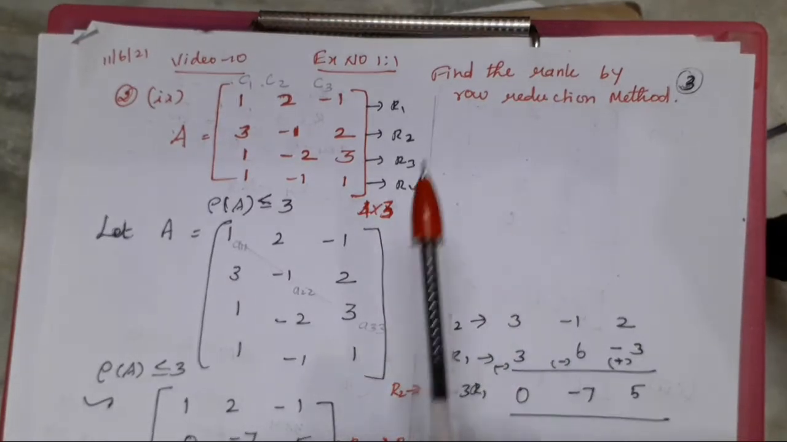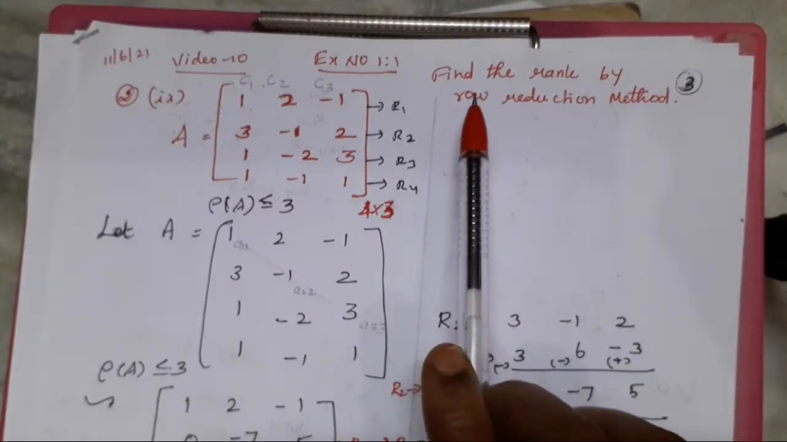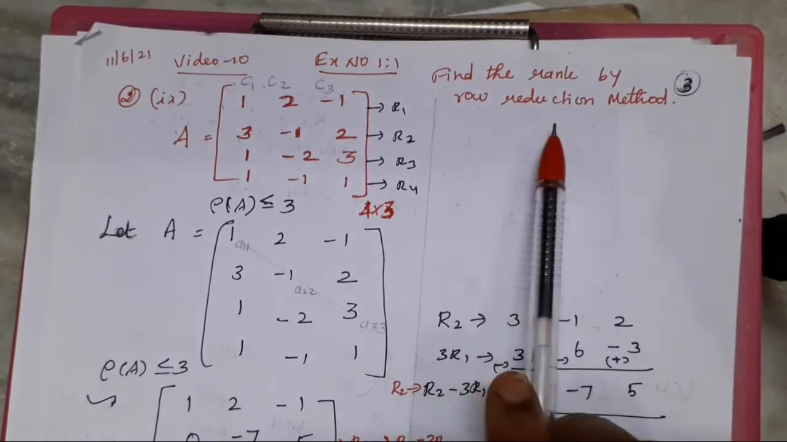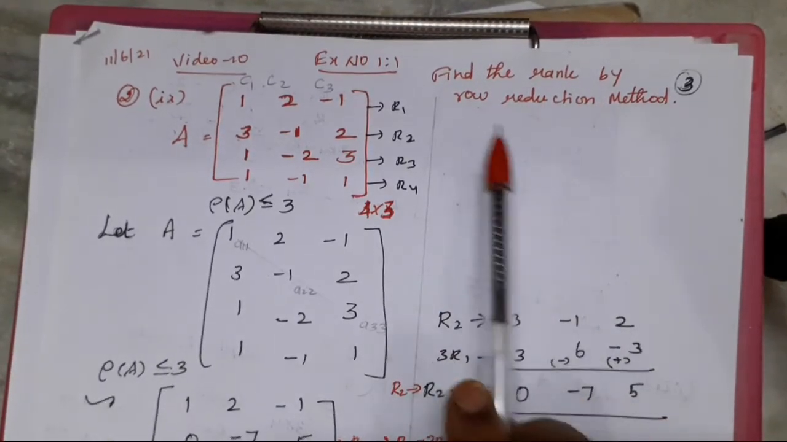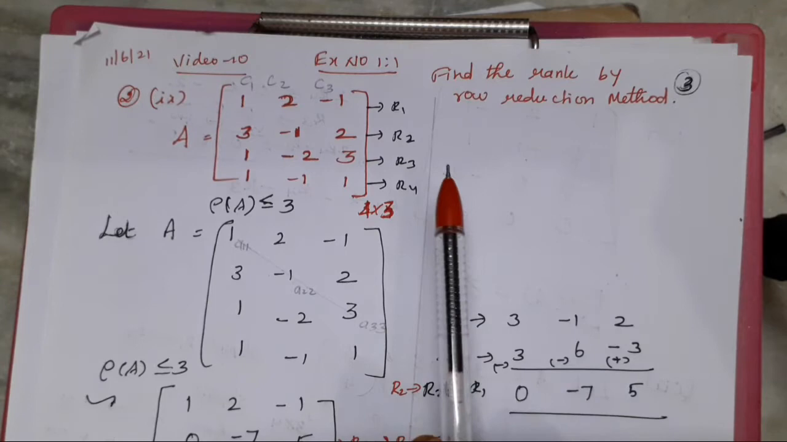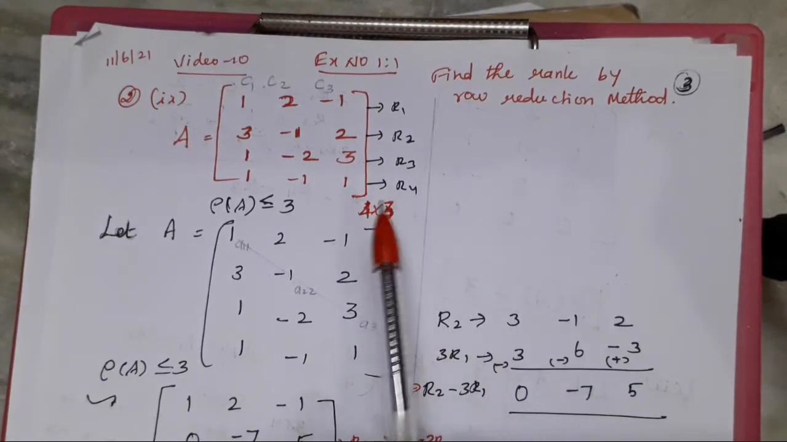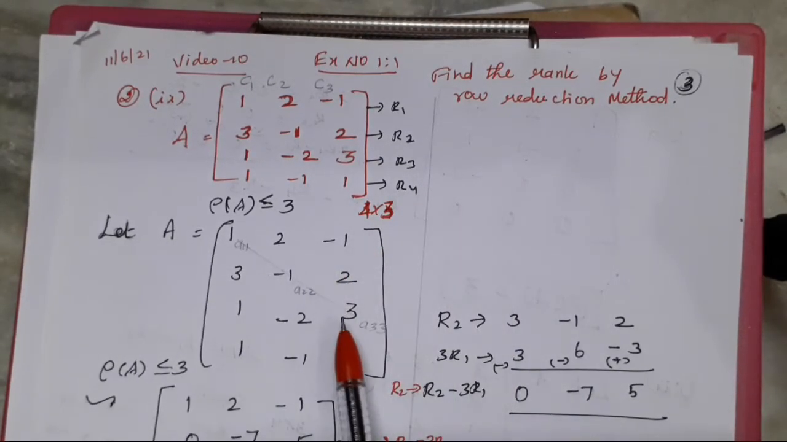In the second video, I continue the same procedure, finding the rank by the row reduction method. Here the calculation is a little big, so go through the calculation properly. If you are able to see the calculation, you can easily do the sum.